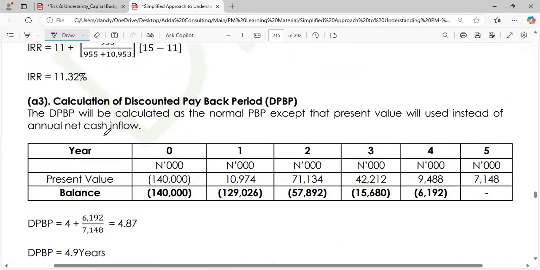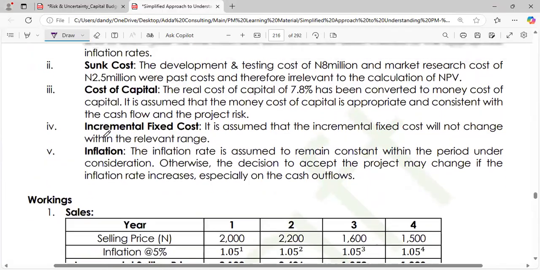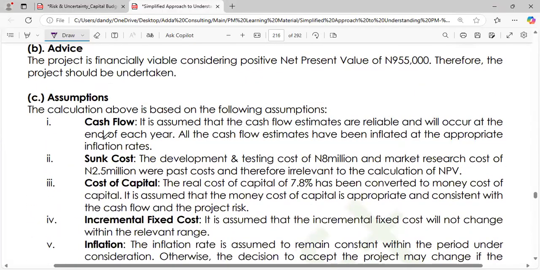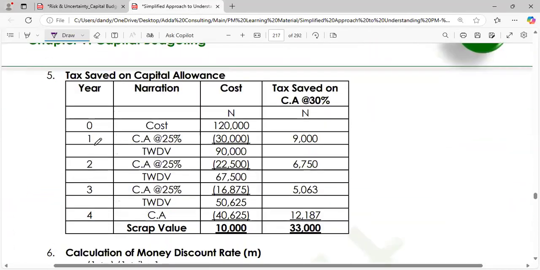So that's basically all those assumptions I was trying to mention. The assumptions are consistent all throughout. Whenever you are under capital budgeting, the assumptions are almost the same thing. So nothing different.